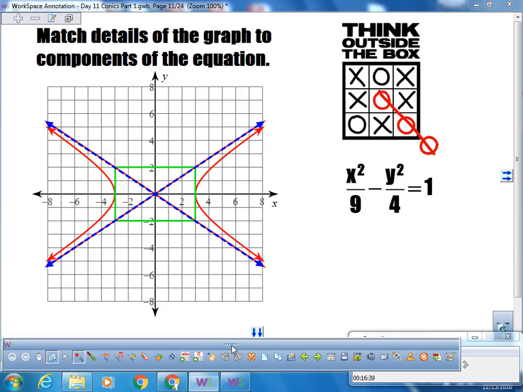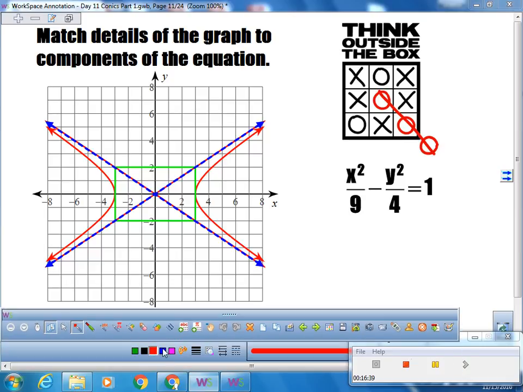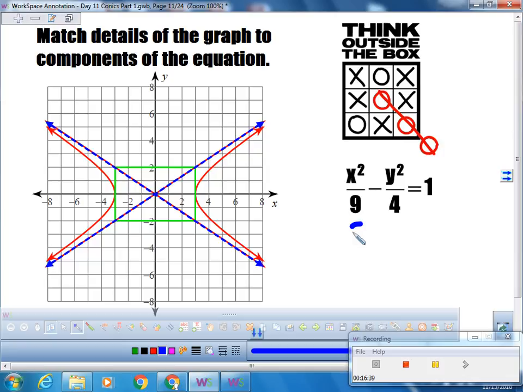We're still talking major and minor. On this one, my major is on the x-axis since this is 9, which translates to 3 squared. So we're going out, I'll use the blue, from the center 1, 2, 3 in both directions. And then on the y-axis, we have 2 squared, which is up 1, 2, 1, 2.